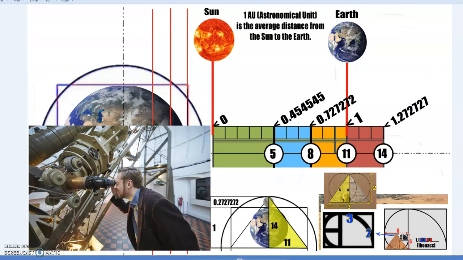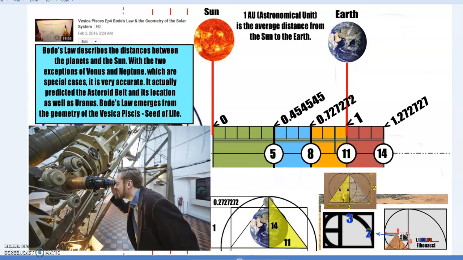And planets. Now, astronomers use a measurement called an AU, or an astronomical unit, which is the average distance from the sun to the Earth. Now, because we're on the Earth, that's convenient, of course.